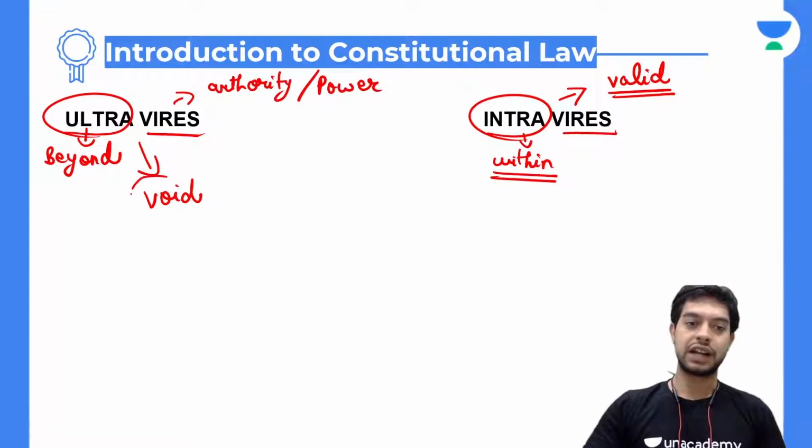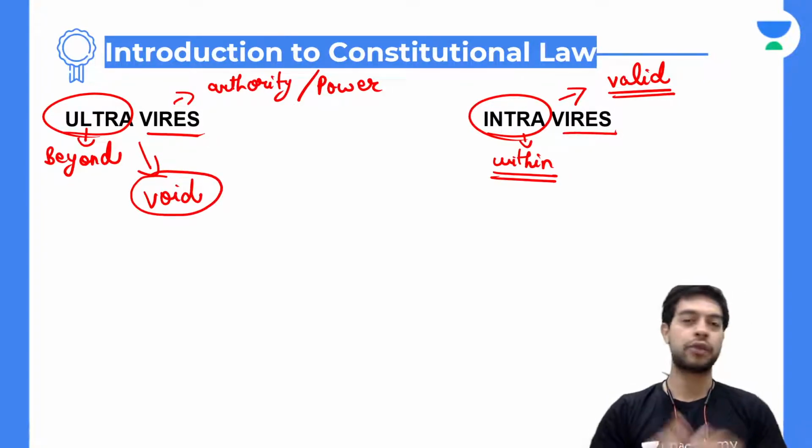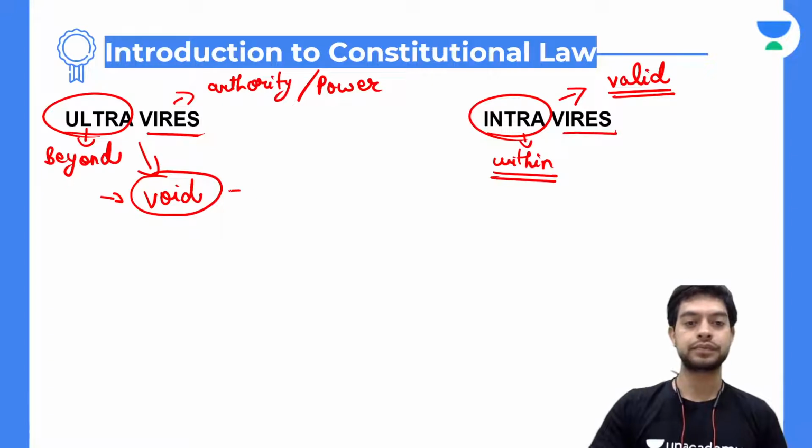For instance, let me give you an easy example. There are a lot of fundamental rights. One of the fundamental rights is freedom of speech and expression. And if government comes up with a law in which the freedom of speech and expression is taken away from the people of India, then that particular law, that particular act of parliament would be ultra bias to the constitution and hence it would be declared void.